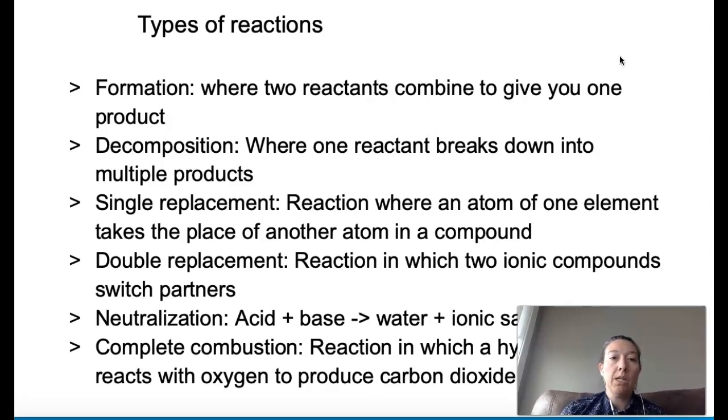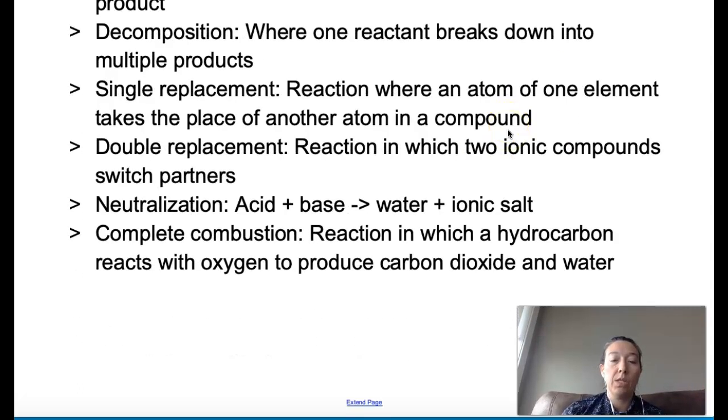We have a compound breaking down into elements. Single replacement, so we have an element plus a compound. We're making a new element, a new compound. Double replacement, we have 2 compounds. We switch the partners to make 2 new compounds. Neutralization, which is technically a subset of double replacement. It's just specific to acid plus base to give us water and that ionic salt.